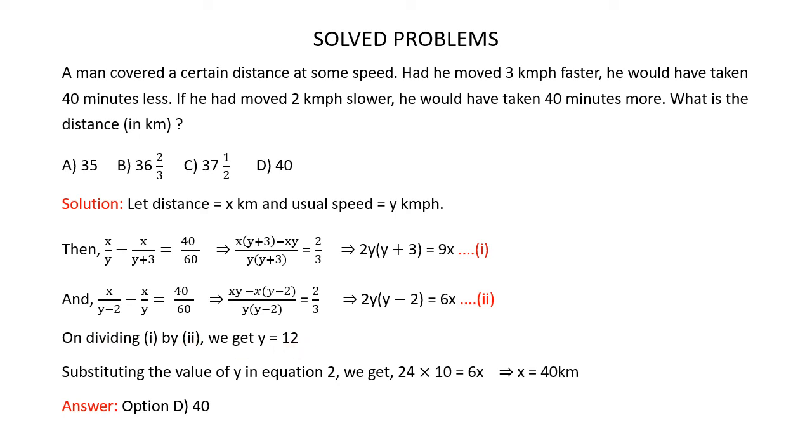That is, the speed is 12 kilometers per hour. But we are asked to find the distance in kilometers. That is, we are asked to find the value of x. So let's substitute the value of y in either equation 1 or equation 2. We know that y is equal to 12. So substituting the value of y in equation 2, we get 24 multiplied by 10 is equal to 6x. On solving this, we get x is equal to 40 kilometers. So the distance is 40 kilometers. The correct answer is option D, 40.